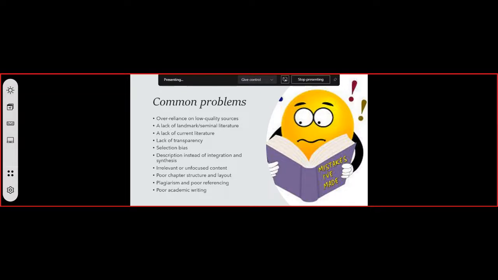Another point, poor chapter structure and layout. But I'm sure by now that you are all absolute stars and that you would know what your chapter structure and layout would be.